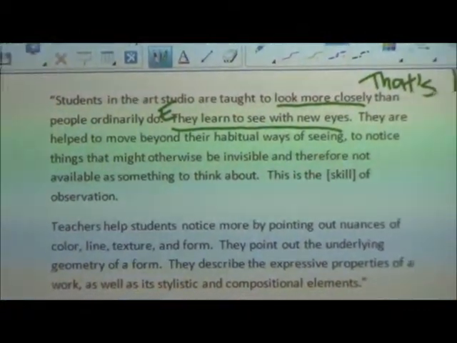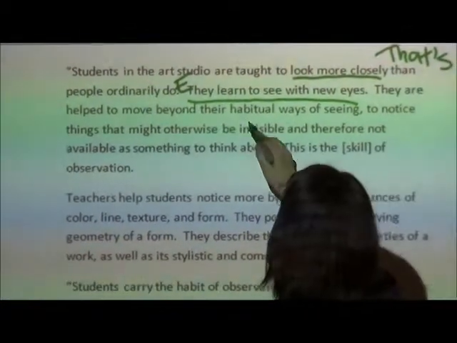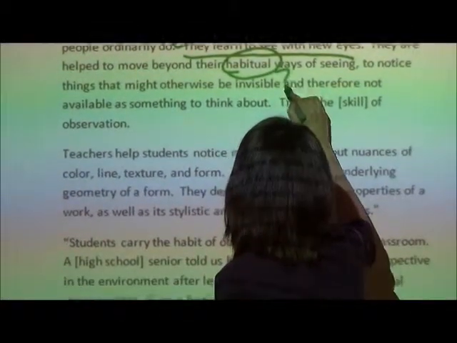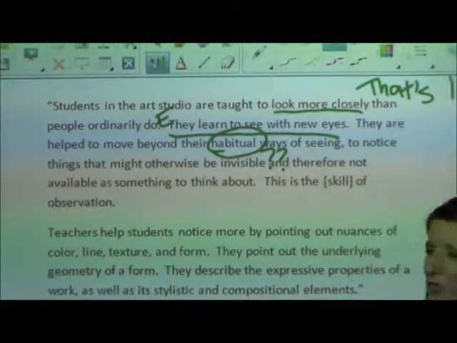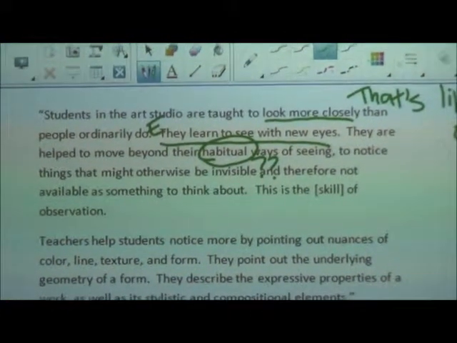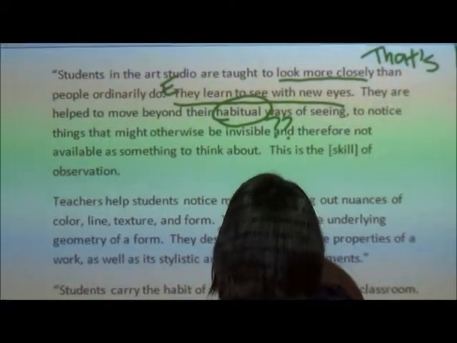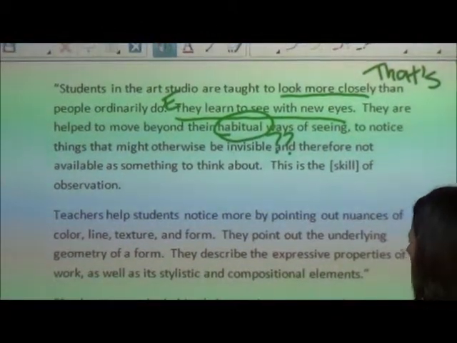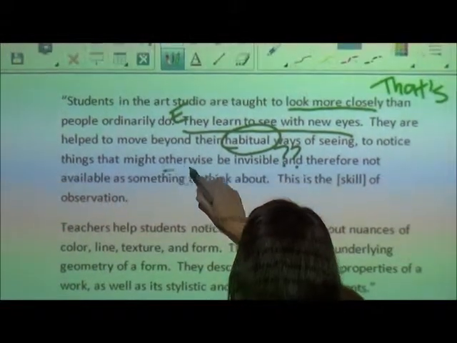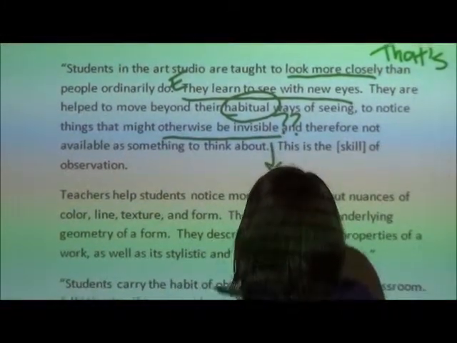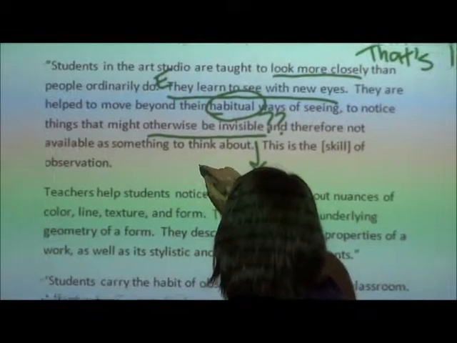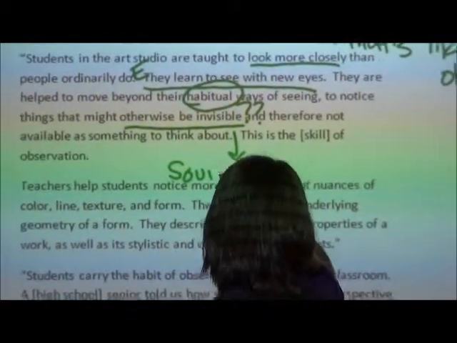They are helped to move beyond their habitual ways of seeing. Habitual, I don't know what that means, so I'm going to put some question marks there. I'm going to put 2 because I'm really confused. Ways of seeing to notice things that might otherwise be invisible and therefore not as available. So seeing what is otherwise invisible. Now everybody laughs at me, but I think that this sounds like a superpower. So I'm going to write that down.